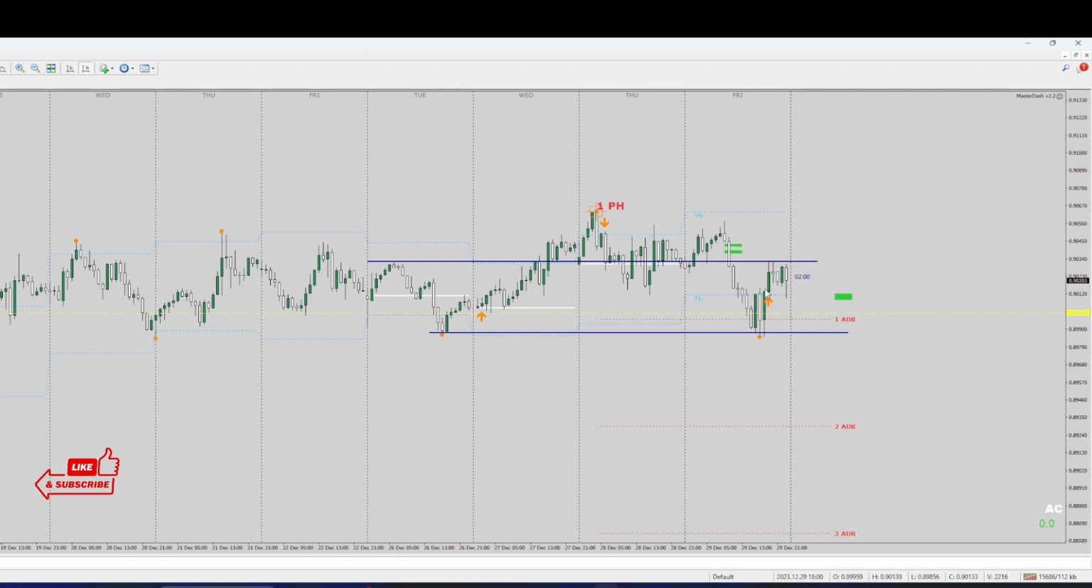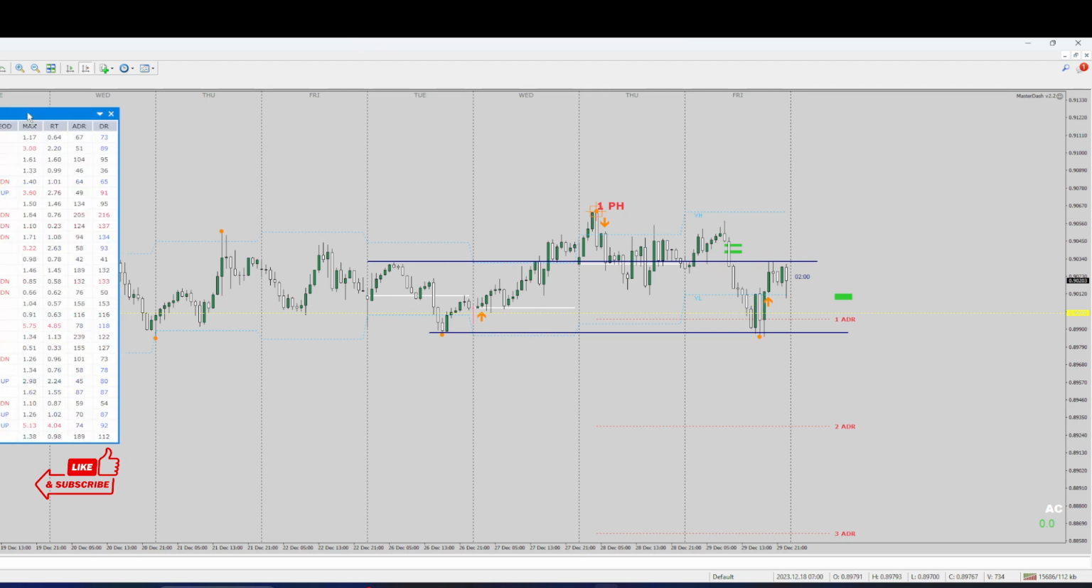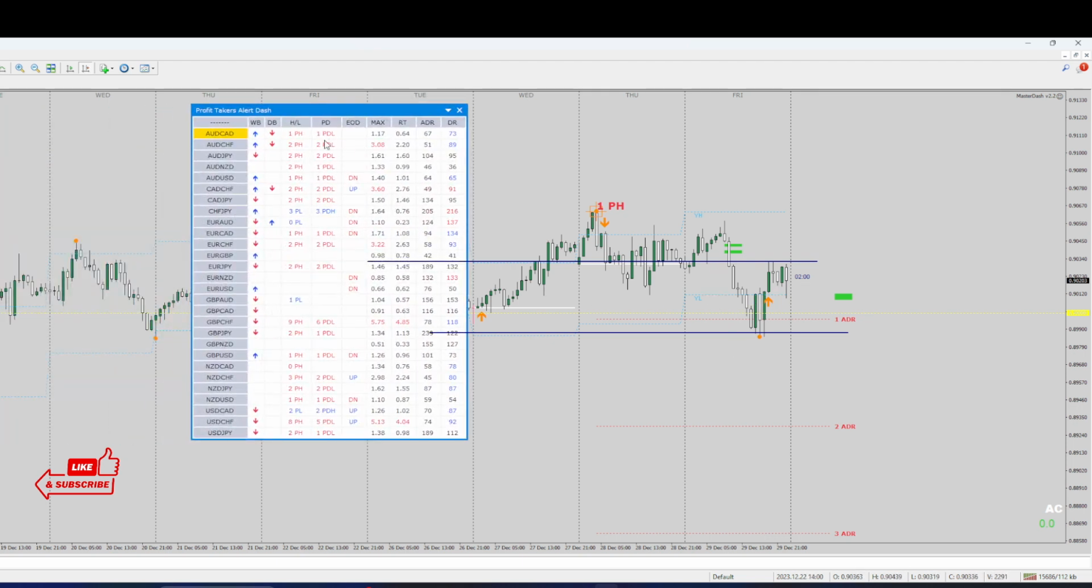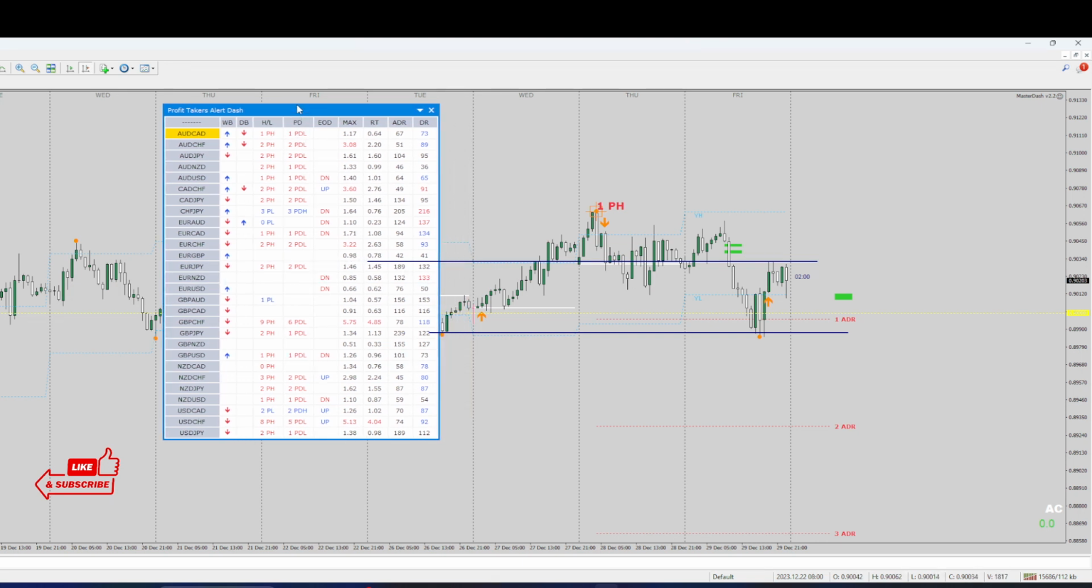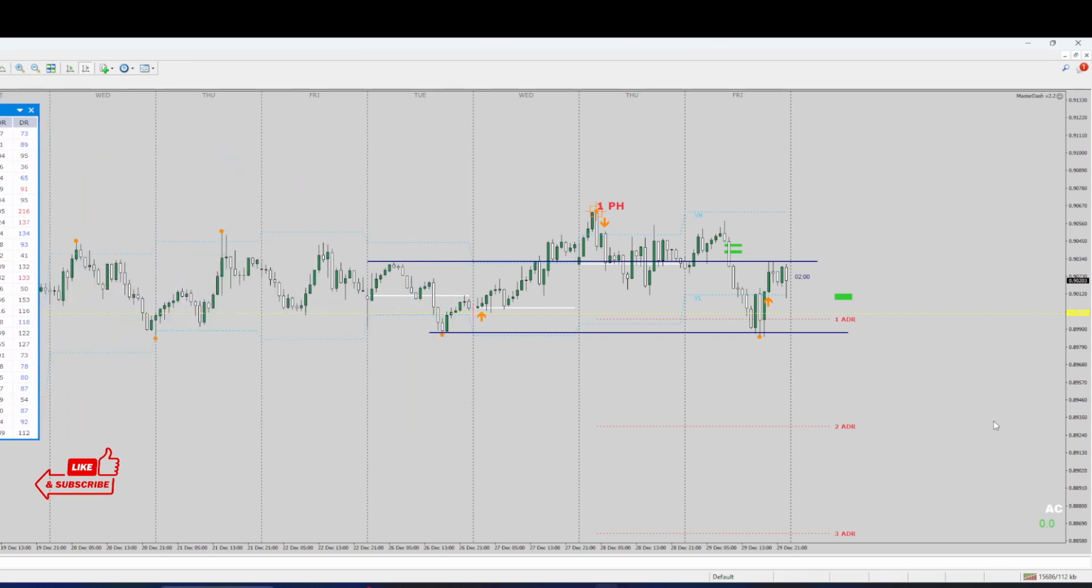And what you're going to notice is once price breaks the previous day's low, the dashboard is going to update, right? It's going to update immediately with one previous day low break. That's basically what that means. The previous day broken, we got one. So that tells me we're doing well.